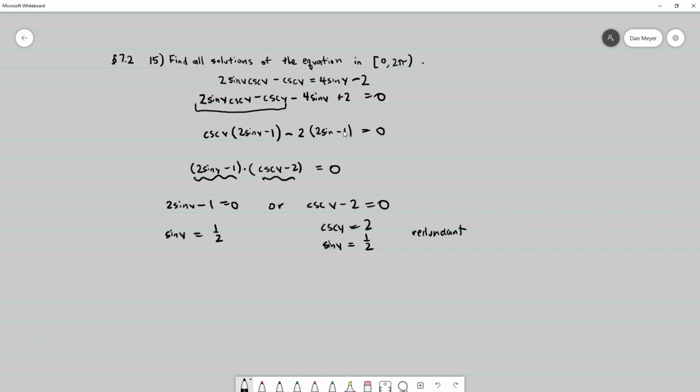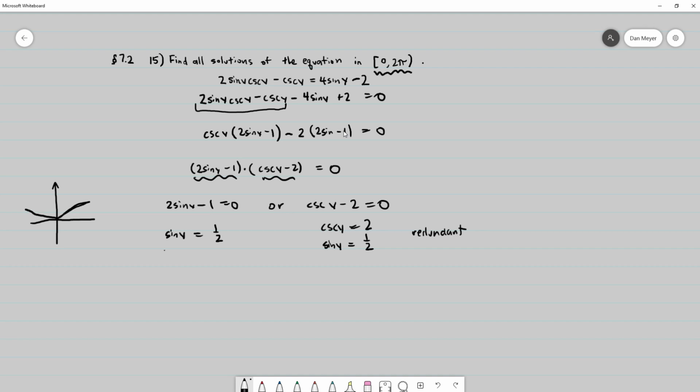All right, when we solve sine v is 1/2, there are two values. We're looking for just the values in 0 to 2 pi. There's two places where sine is positive, one in the first quadrant and one in the second quadrant.